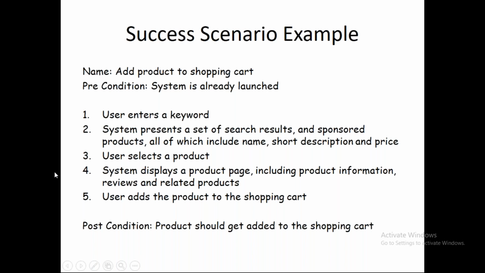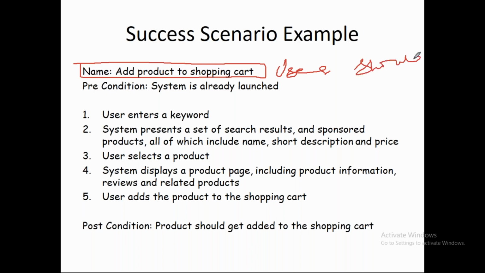Now coming to the success scenario example, how do you write the success scenario? Here we are putting down one particular requirement. The name of the requirement is that the user should be able to add a product to the shopping cart. That is the requirement. What is the precondition? The system is already launched. So the precondition is that the system is already up and running.